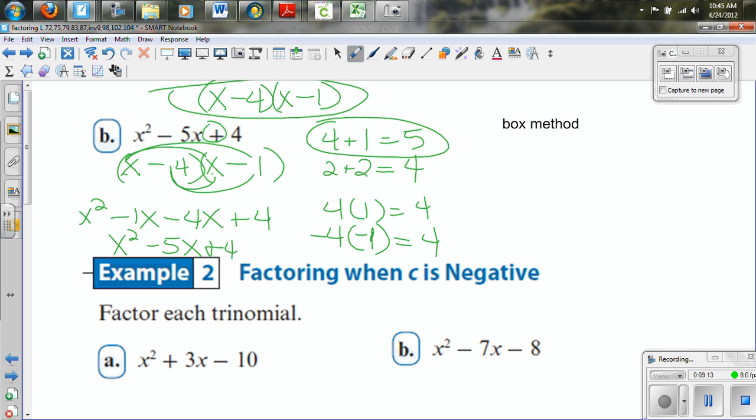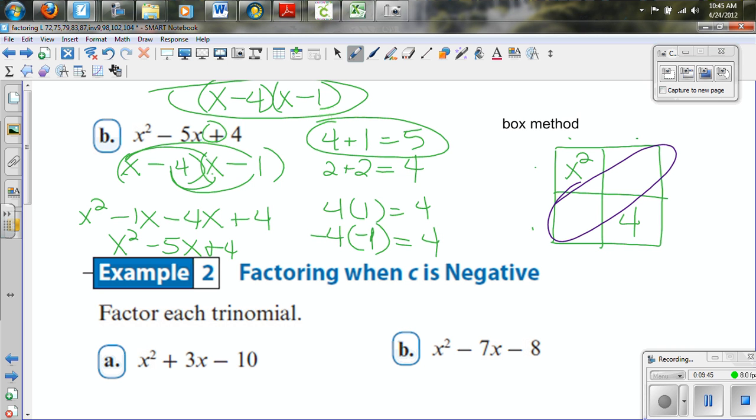Now, let's look at the box method, because if some of you are having trouble with this method, the box method might make more sense. So in the box method, remember we put those binomials out here, but we don't have those binomials. That's what we're trying to find. So we're going to put the stuff we have in the box. We know this is going to be the x squared here, and we know that this is going to be the 4 here. Those are the first and last terms. And we know that the middle terms have to add up in this box.